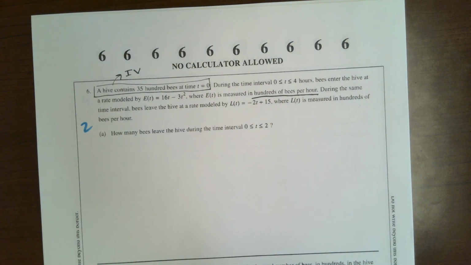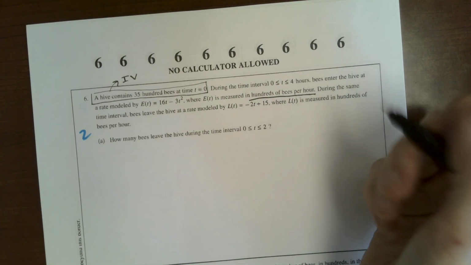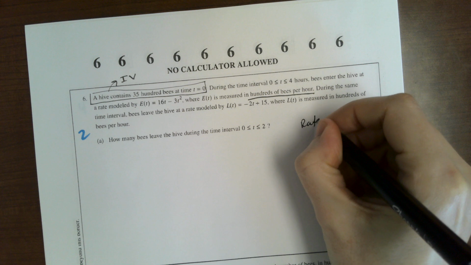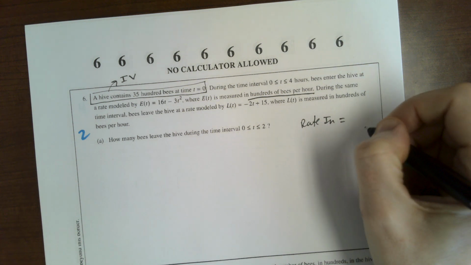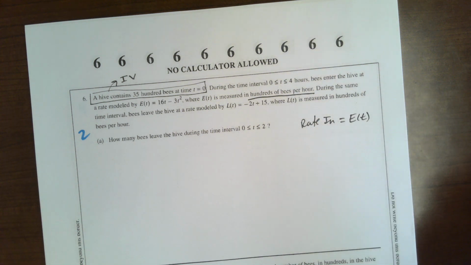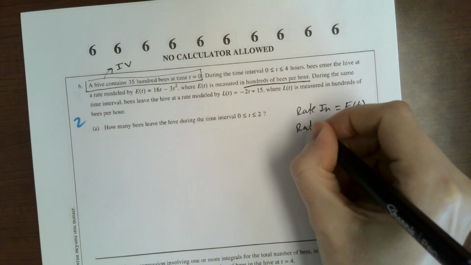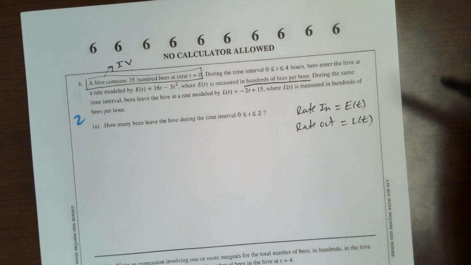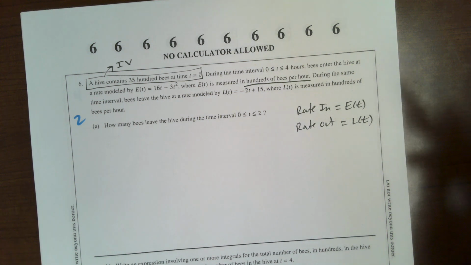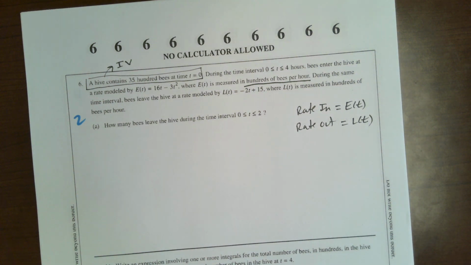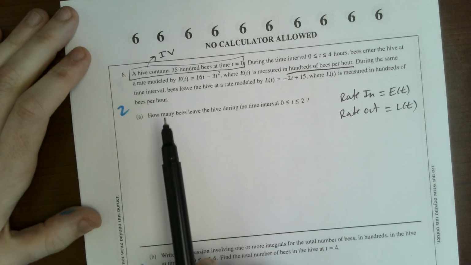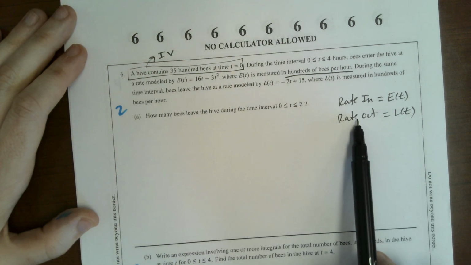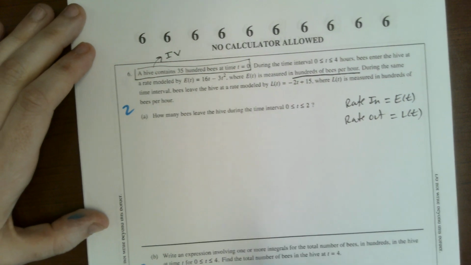Okay, well, guys, first of all, this is a rate in, rate out problem. So the rate in that they're giving us is E of t, and the rate out is L of t. So we're going to have to subtract these, E of t minus L of t, and that's going to give us the rate of change of the bees in the hive. But that'll come later. So first, how many bees leave the hive? So you're just going to integrate the rate out.